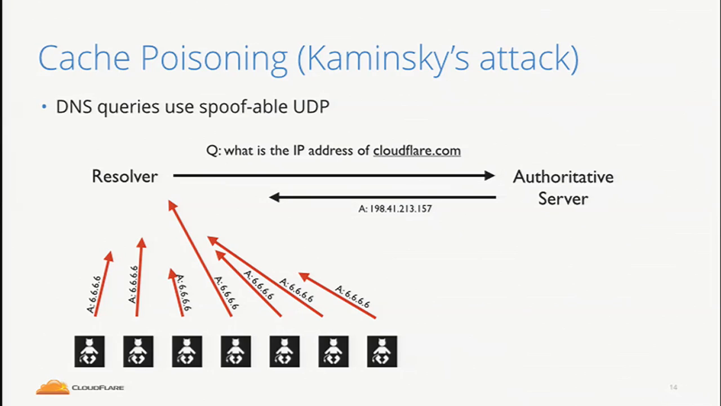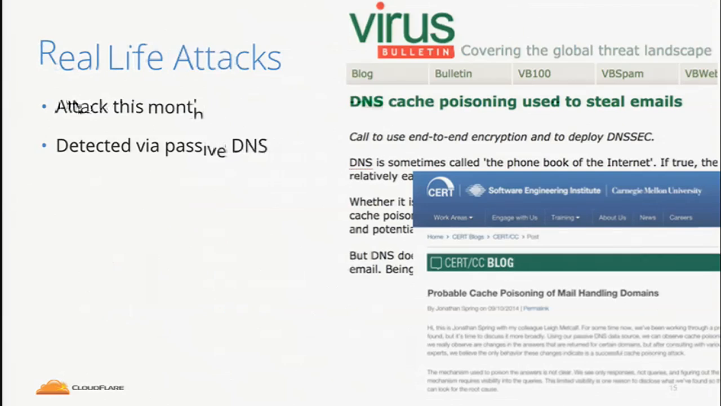So this came out. There were a number of different ways that this was resolved, but it really points out that trust itself in DNS is not there. It's not baked in by default. And these are actually real-life attacks. This month, there were some cache poisoning attacks detected in the wild through passive DNS monitoring. This is actually going on.